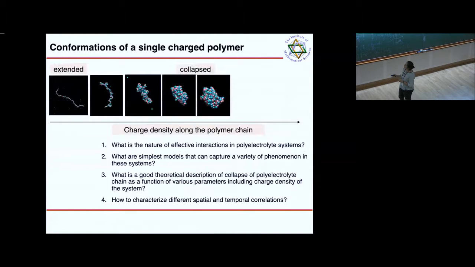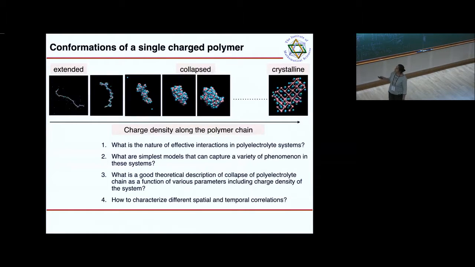Okay, so this is the problem. A conformation of a single polymer chain, depending on the charge density, takes many forms. It can go all the way from extended at extremely high charges into something called a Wigner crystal, where there is an extremely well-defined crystalline structure that can form in these systems. And there are many questions of interest.